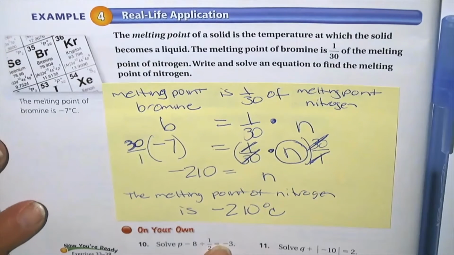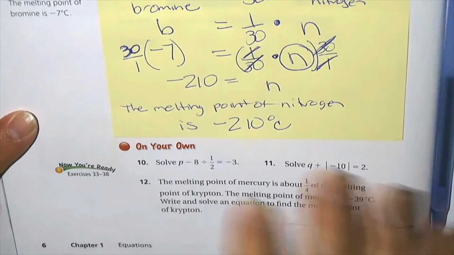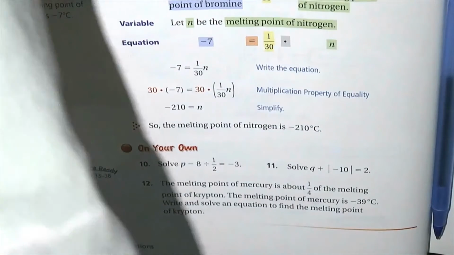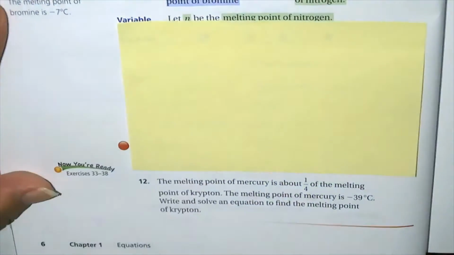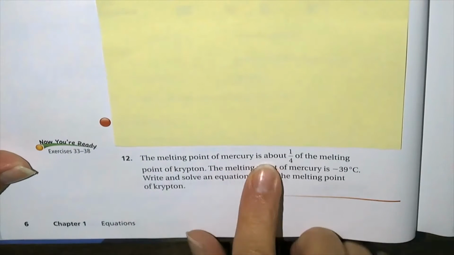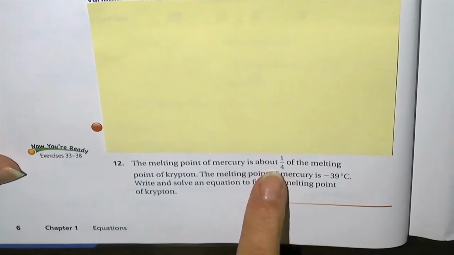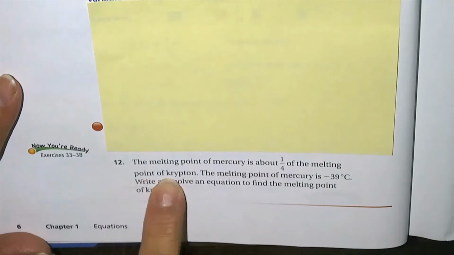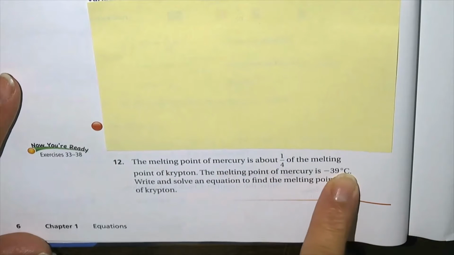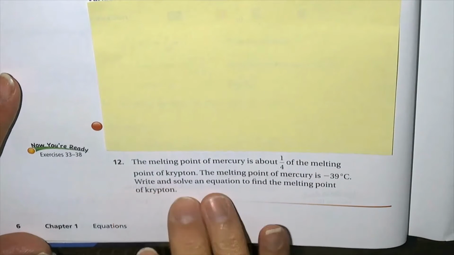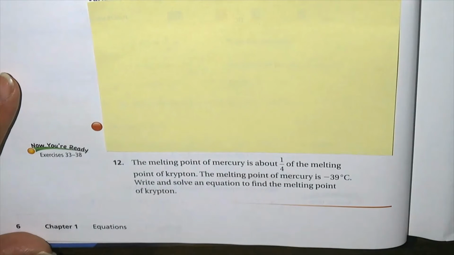Okay, so let's go ahead and do another problem. Let's take a look at this problem. The melting point of mercury is about 1/4 of the melting point of krypton. The melting point of mercury is -39 degrees Celsius. Write and solve an equation to find the melting point of krypton.